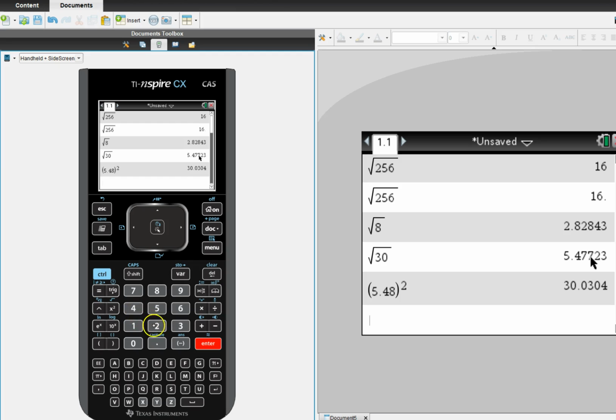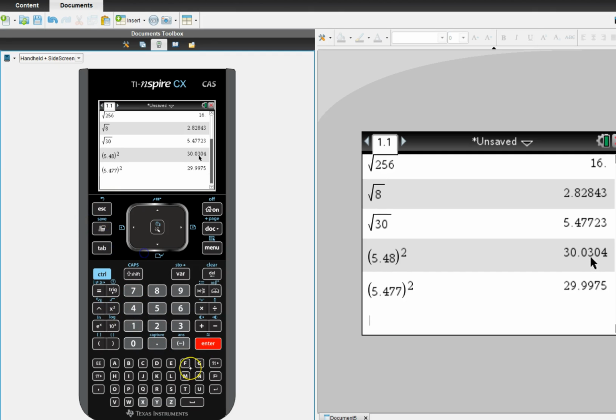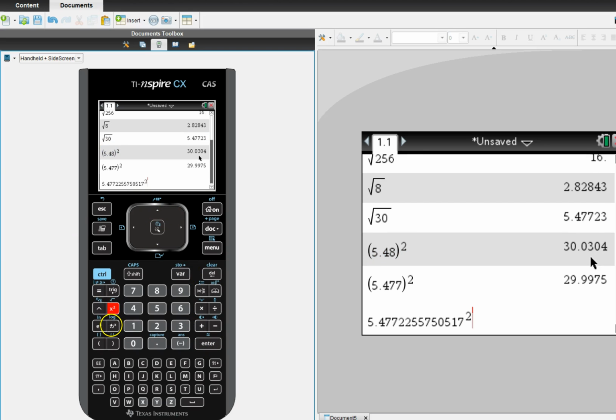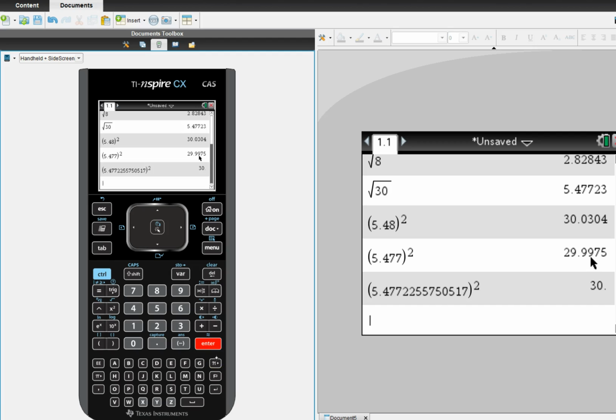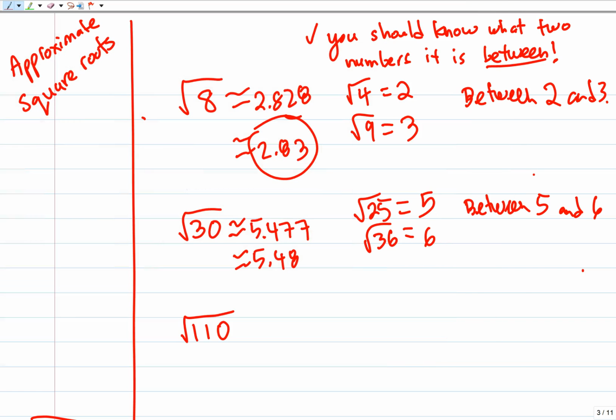I could take it further and go, I think approximately 5.477 squared is about 30. It is about 30, right? I could take the answer that's in the calculator and square it, and it'll tell me it's dang close to 30. Now this still is not the exact answer. The calculator just keeps track of more decimals than we need to. But there is a number that times itself is 30. It just ain't pretty, but it is a real number.